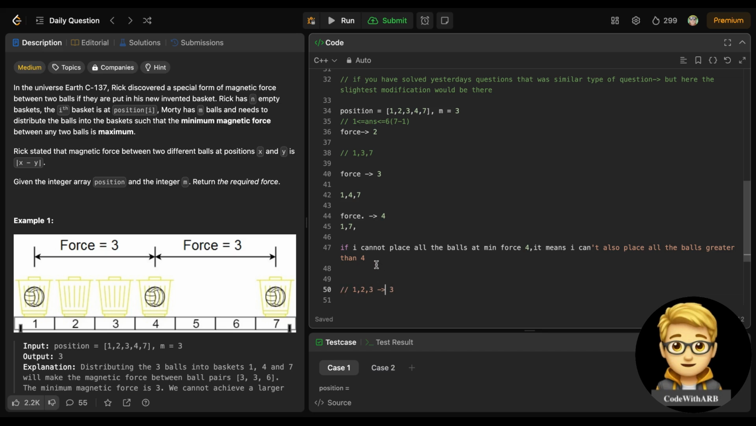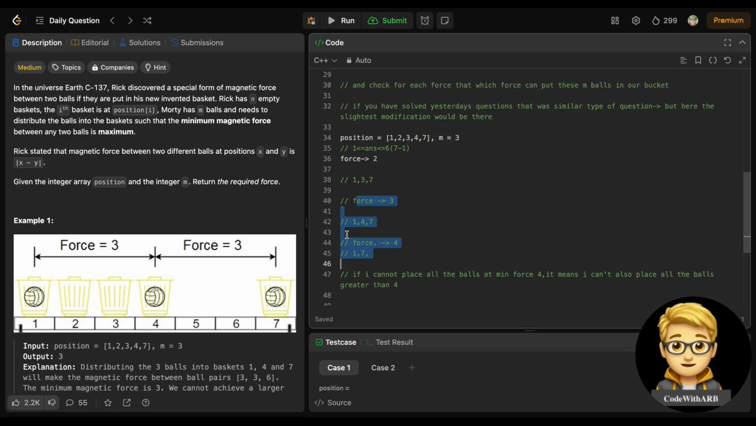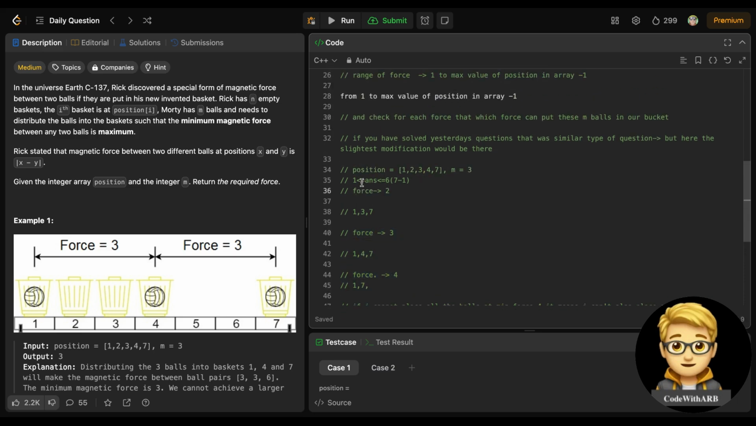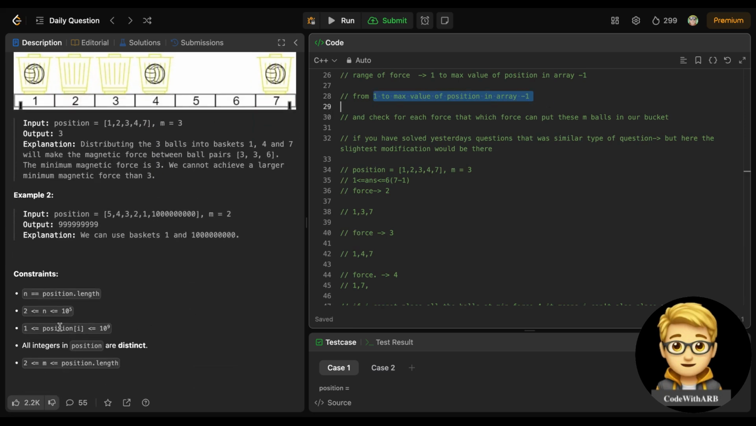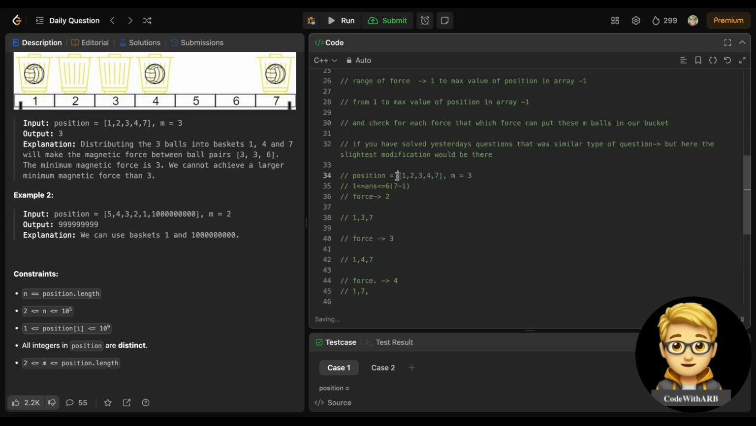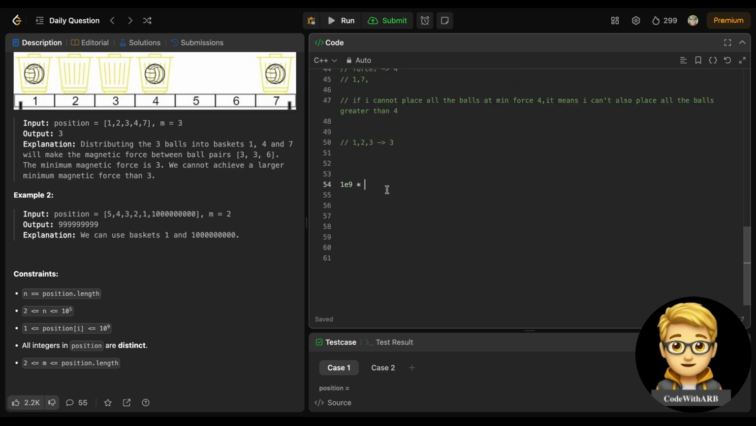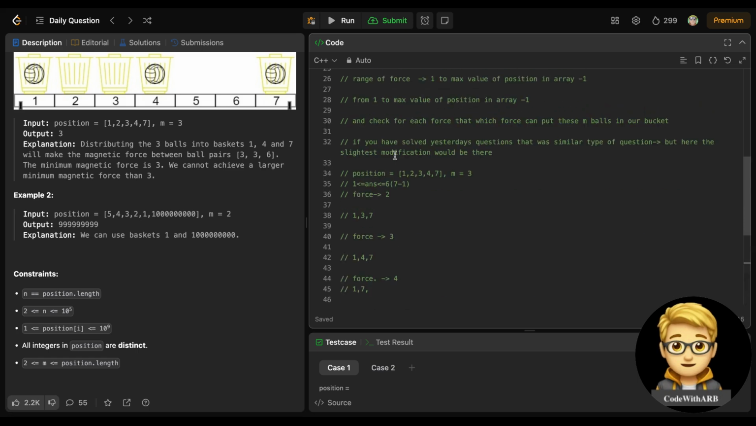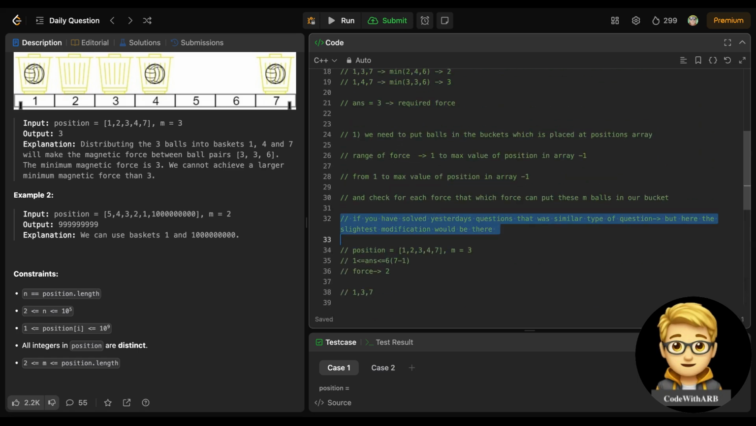So if you see here, what we are doing is checking each and every force, from 1 to the max value of positions in the array minus 1. But if you see the constraints here, the position can go up to 10 to the power 9. So if you want to check like that, you need to iterate at least 10^9 times, for each and every force, into the length of the position array n. That is huge, that will definitely give you TLE. The same thing was happening in yesterday's problem.